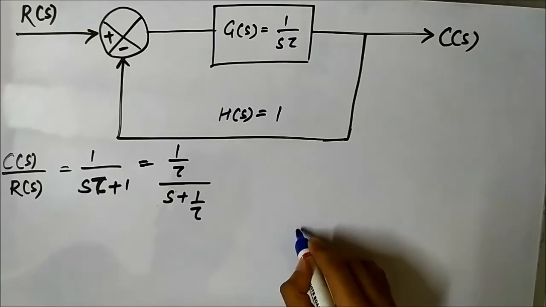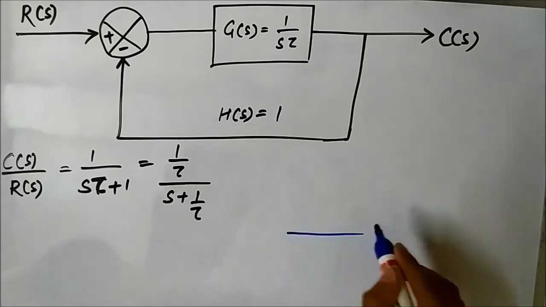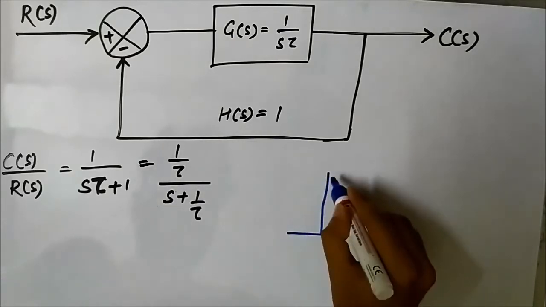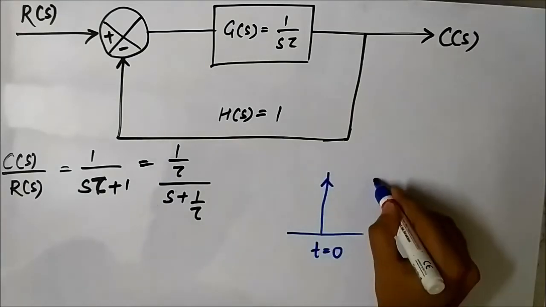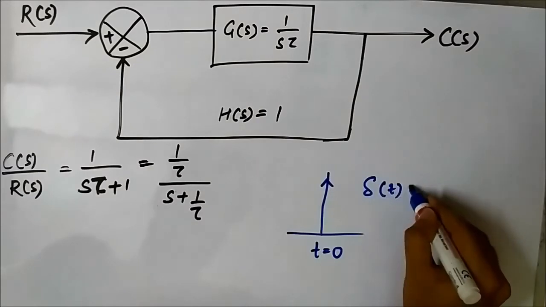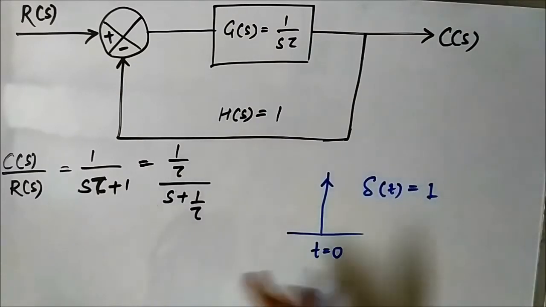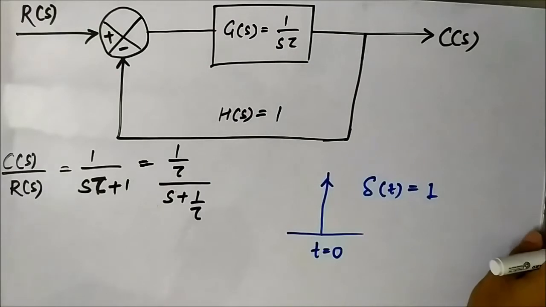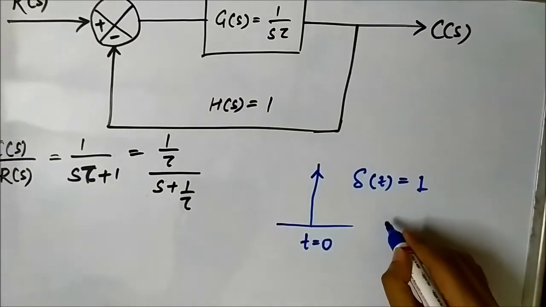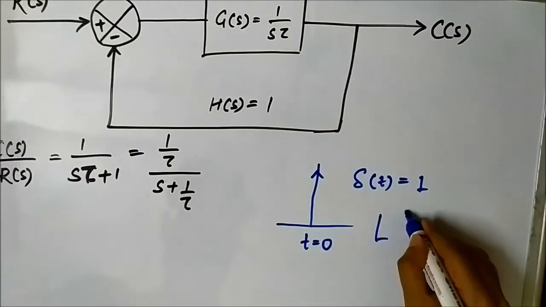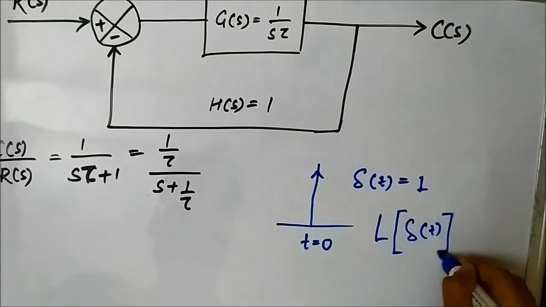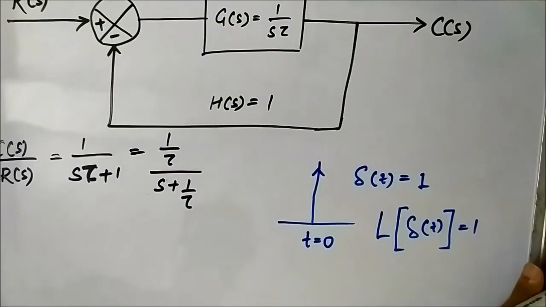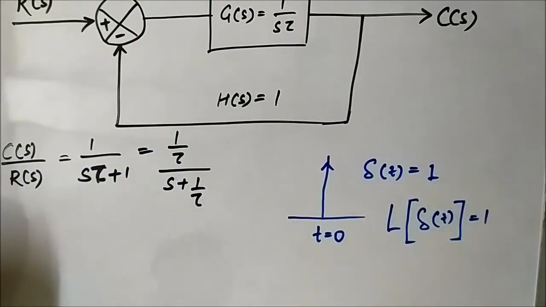So the unit impulse input exists only at t equals 0. Okay, δ(t) equals 1. This is the unit impulse input, and another important characteristic is that the Laplace transform of the unit impulse input is equal to 1. Okay, these are the important things that we should remember.